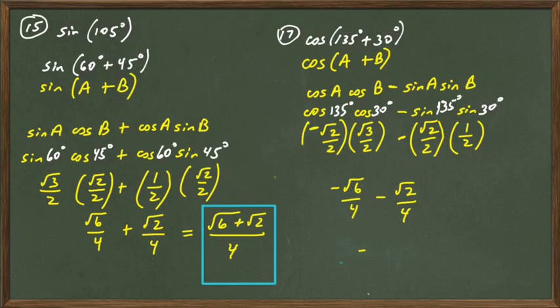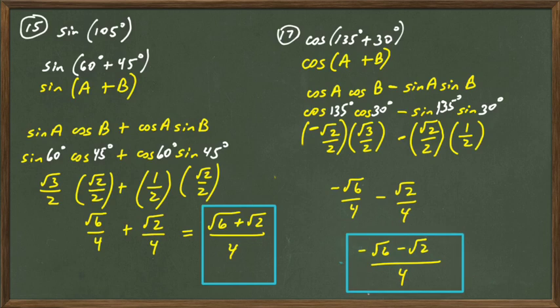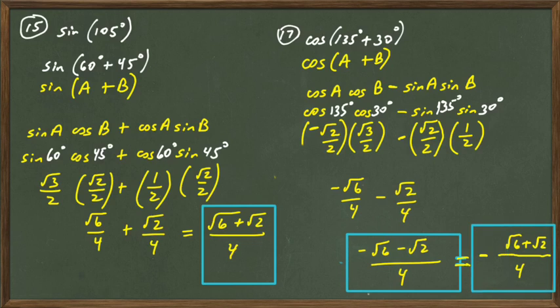So I don't know how you want to do this. Negative radical 6 minus radical 2 all over 4. That's probably the way the book's going to write it. In the textbook, they take the negative out. So if you take the negative out front of the fraction bar, you'd have radical 6 plus radical 2 all over 4. This is the actual answer the textbook has, but they are equivalent.